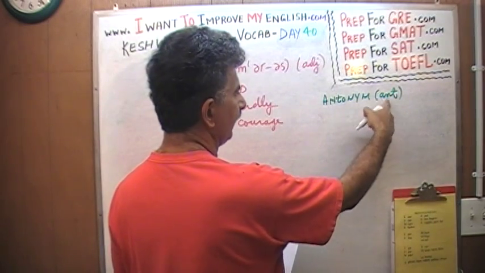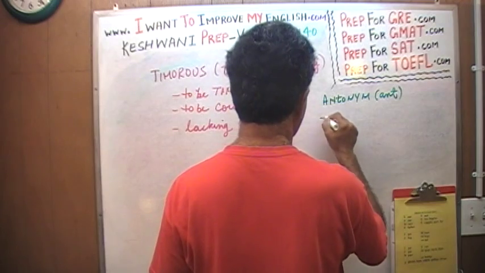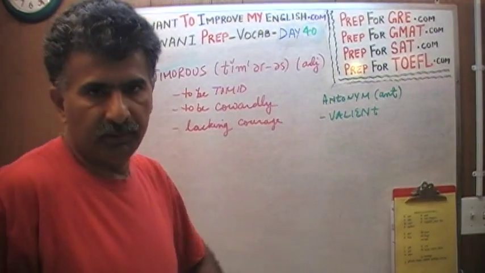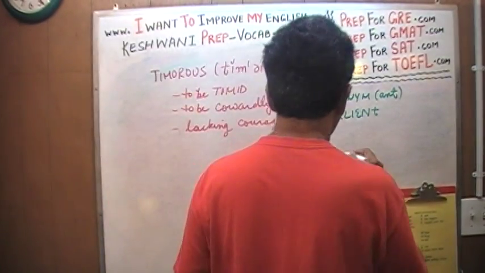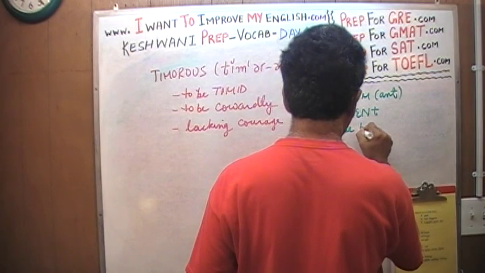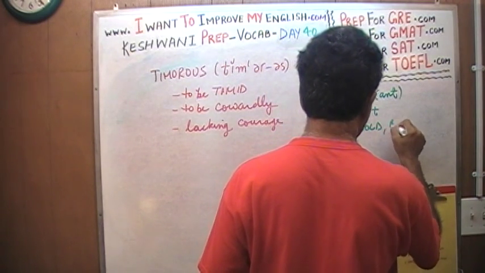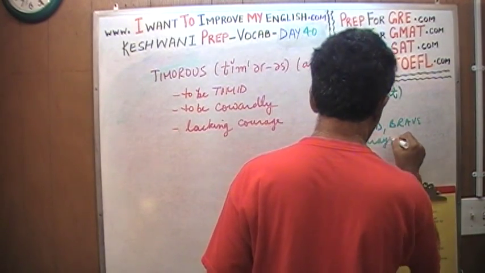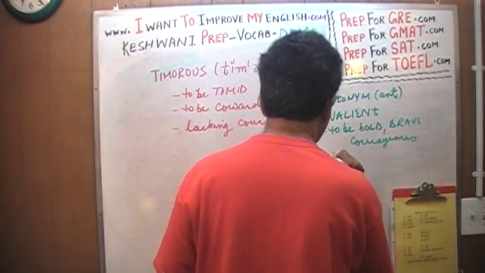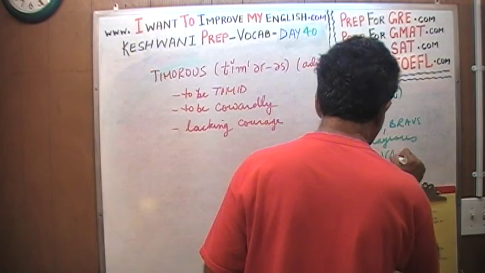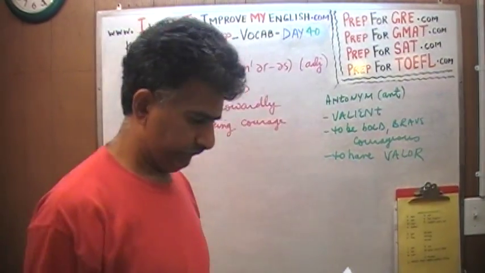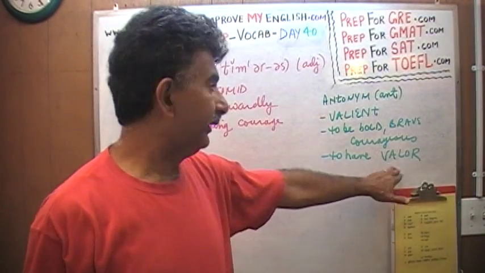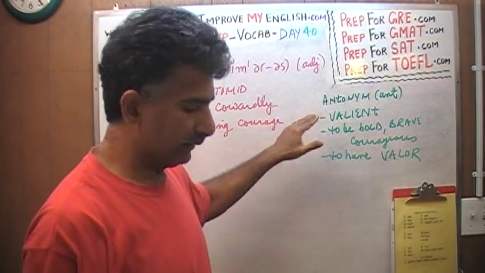The abbreviation for antonym is ANT. Antonym would be valiant, which means to be courageous, to be bold, to be brave. To have valor. If one has valor, one is said to be valiant. Valor is the noun, valiant.